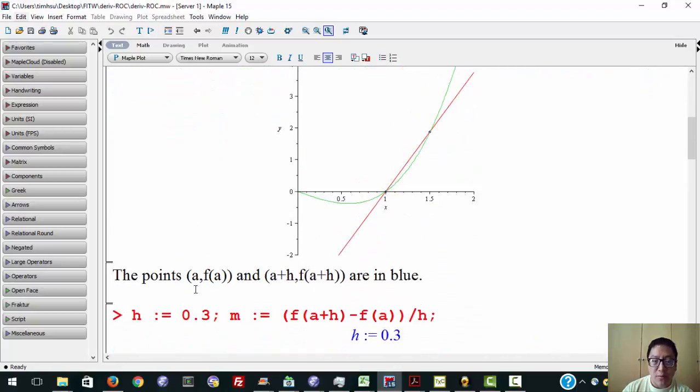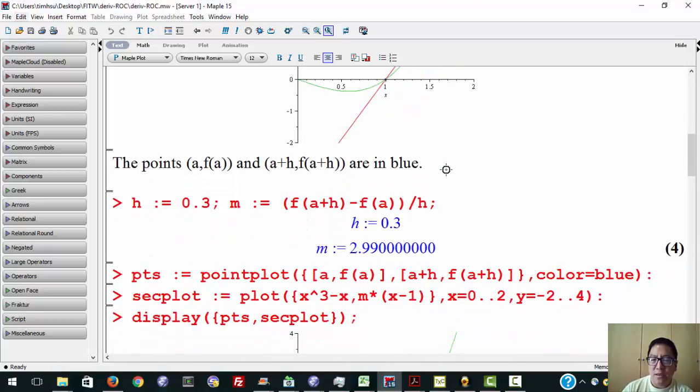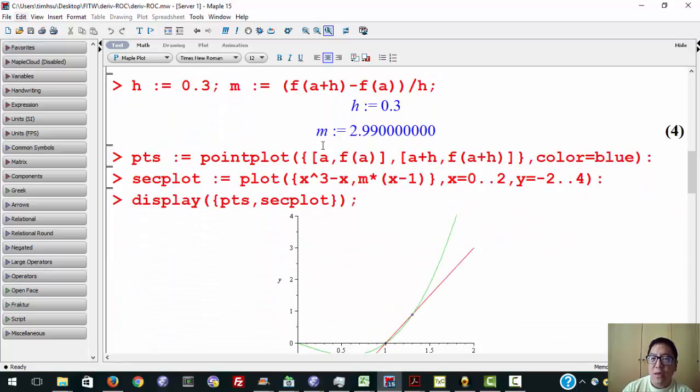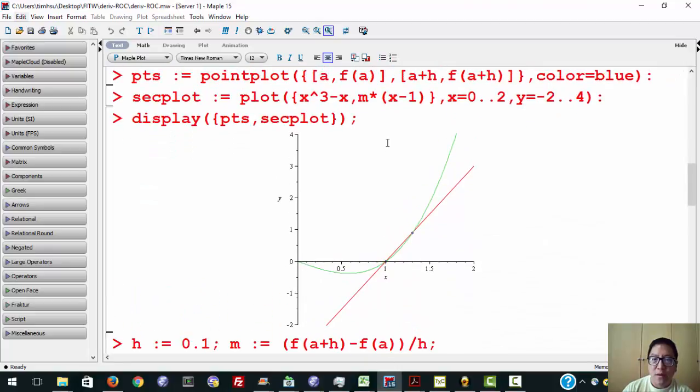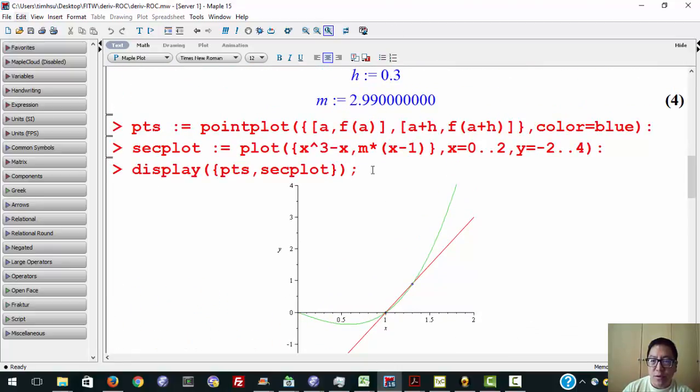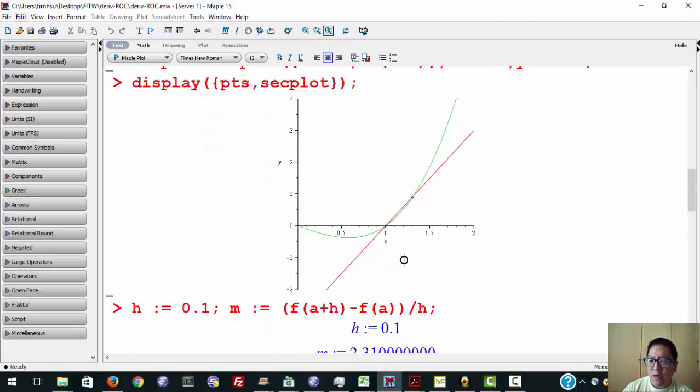So that was a secant line for h equals 0.5. Again, the points a comma f of a and a plus h comma f of a plus h are in blue. Now taking a smaller h, 0.3, we get a secant slope of 2.99, and we get this line here. Again it's still connecting the two dots on the graph, but it's a little closer to just touching the graph, but not quite there.